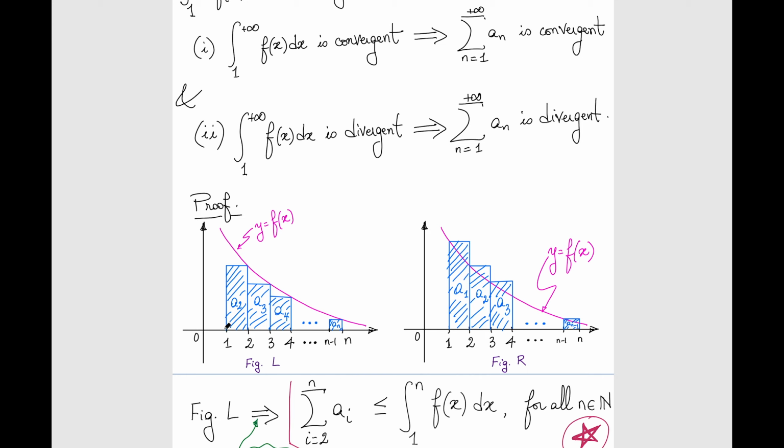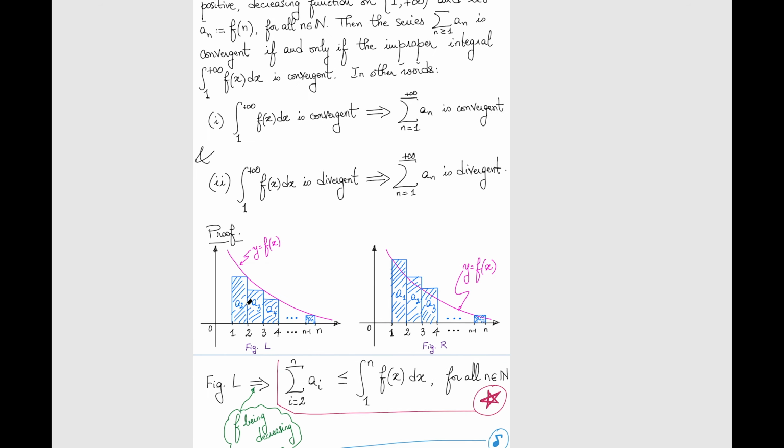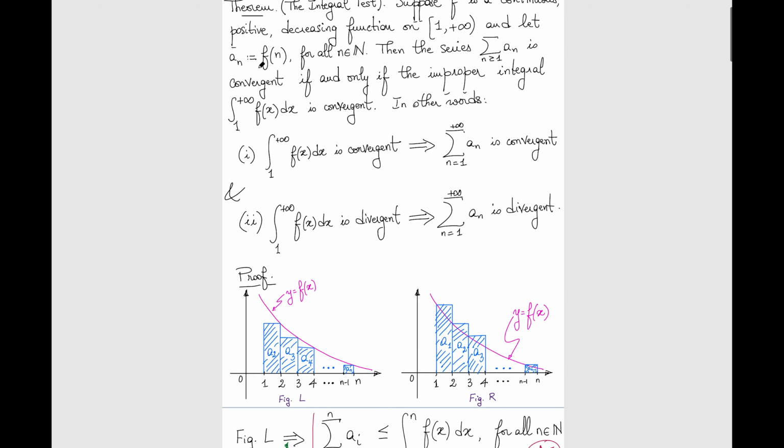So what is this area here? Well, this area here is 1, which is this length, times this measure here. What's this measure? It's f of 2, right? This height is f of 2. Well, what's f of 2? f of n is a_n for all natural numbers. So what's f of 2? 2 being a natural number, f of 2 is a_2, right?